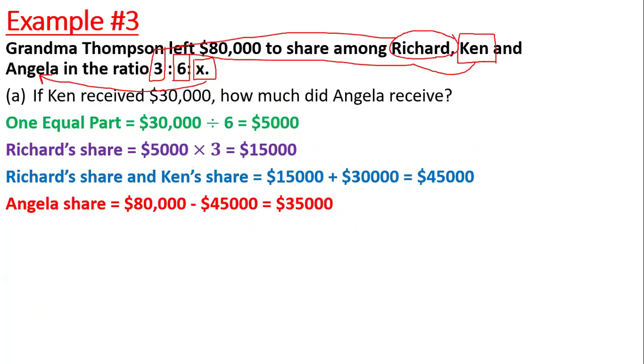So right? Angela did get more. Where did the 80,000 come from? Someone say where did 80,000 come from? The 80,000 comes from the total. Grandma left $80,000.